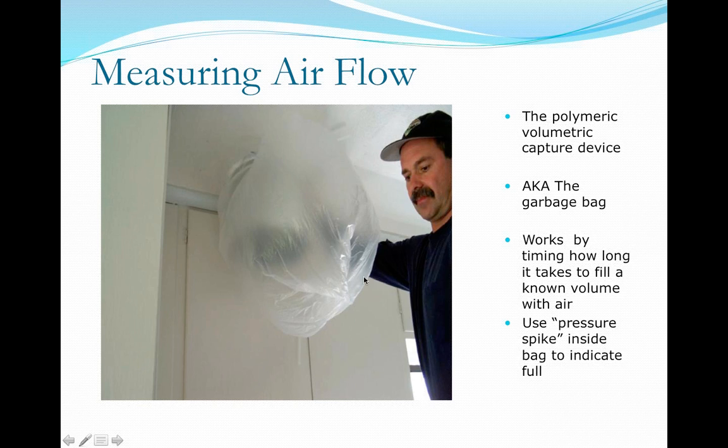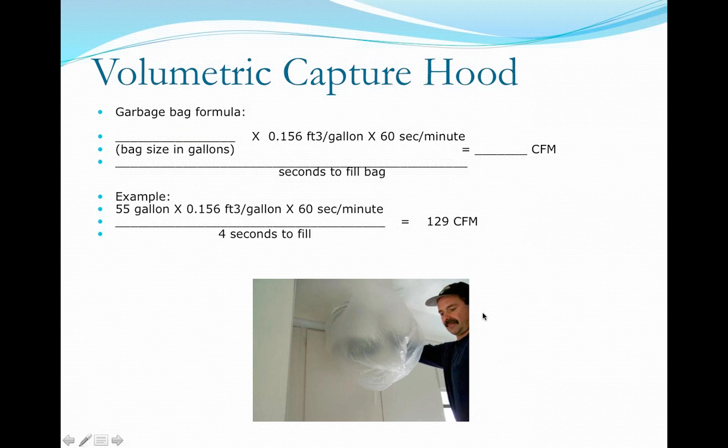One of the things Bruce taught me was he uses a pressure spike inside the bag to indicate when it's full. He actually cuts a hole in the bag, tapes a hose or a Pitot tube, or excuse me, a static pressure tip into it, and then reads the pressure in it. As soon as it spikes, that indicates the bag's full. That means it's begun to back pressure the system, and then you know the bag is totally full with air, and it's not over pressurizing the air, but it's just full.